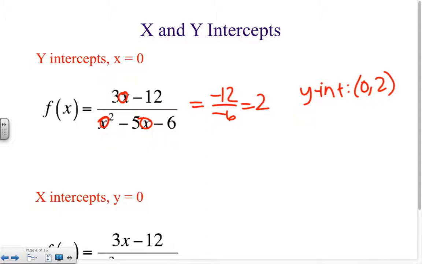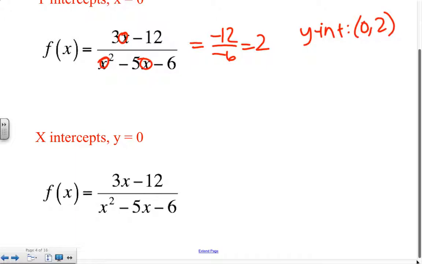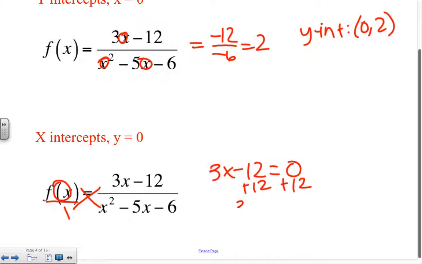If I want to find an x-intercept, then I should plug in 0 for y. The only way that this whole equation is going to be 0 is if the numerator is 0. So really, you just need to set your numerator equal to 0. You could also think about it as cross multiplying. So I'd have 3x minus 12 equals 0, since 0 times anything is 0. Then solve for x. I end up with 3x equals 12, so x is equal to 4. We want to write the point as an ordered pair, so my actual x-intercept would be (4, 0).